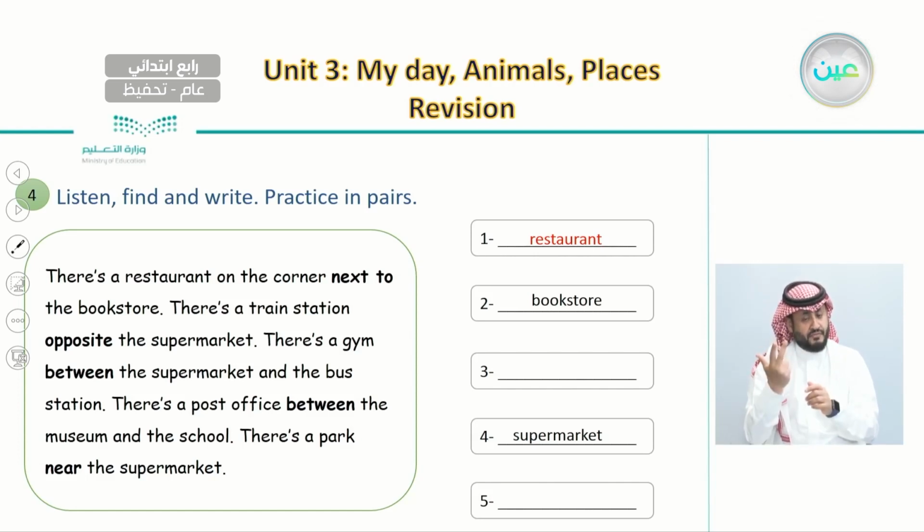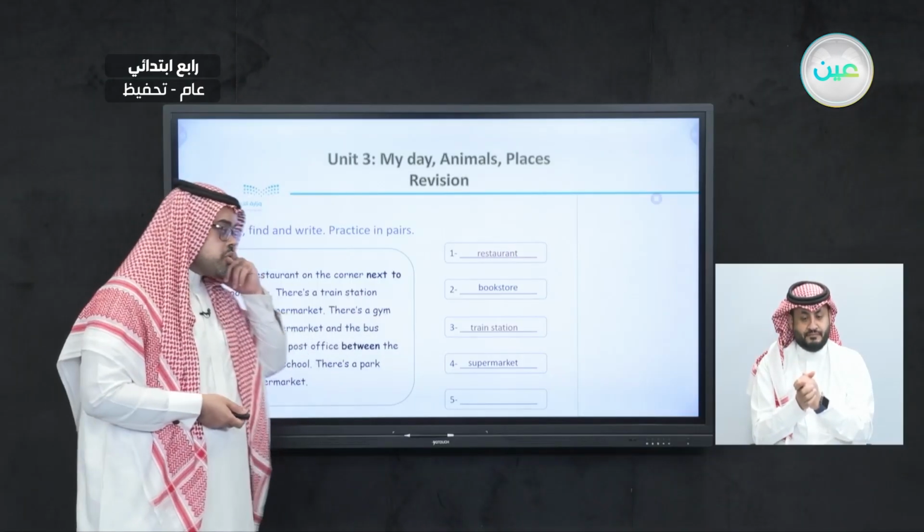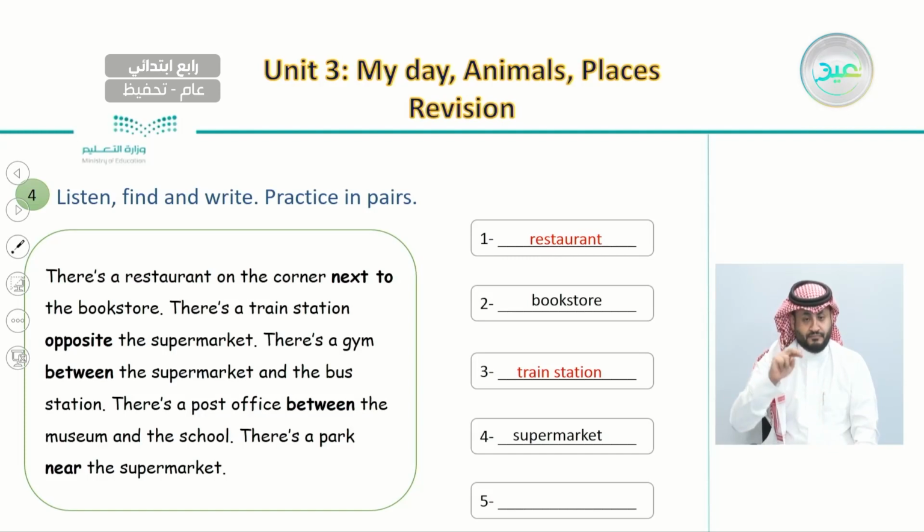So what do you think number 3 should be? We should talk about a train station. So here we go and we write number 3 is a train station. Now let's continue so we can know what is the place in number 5.